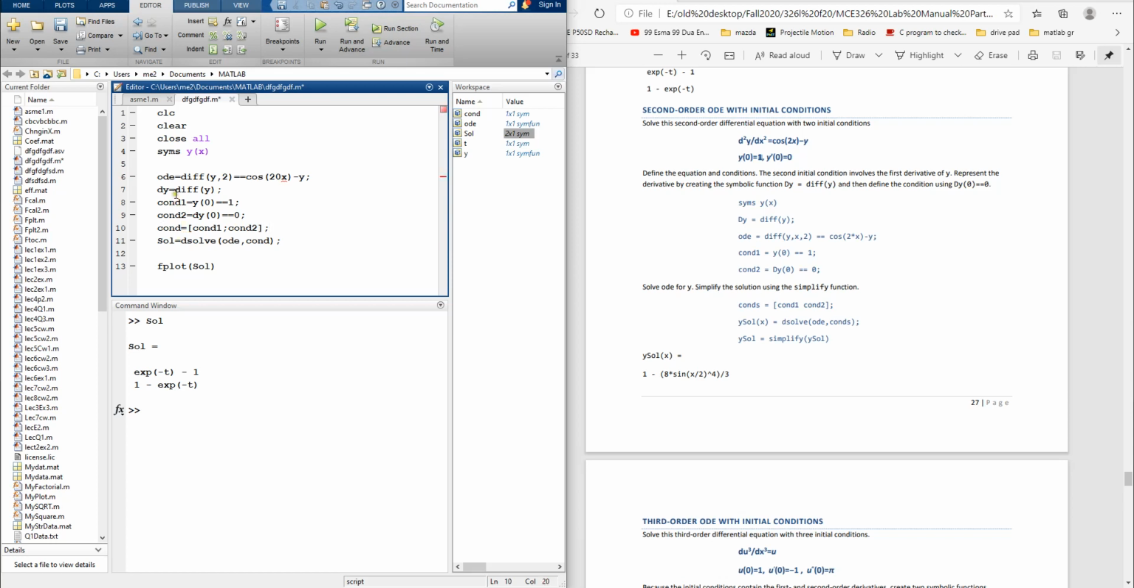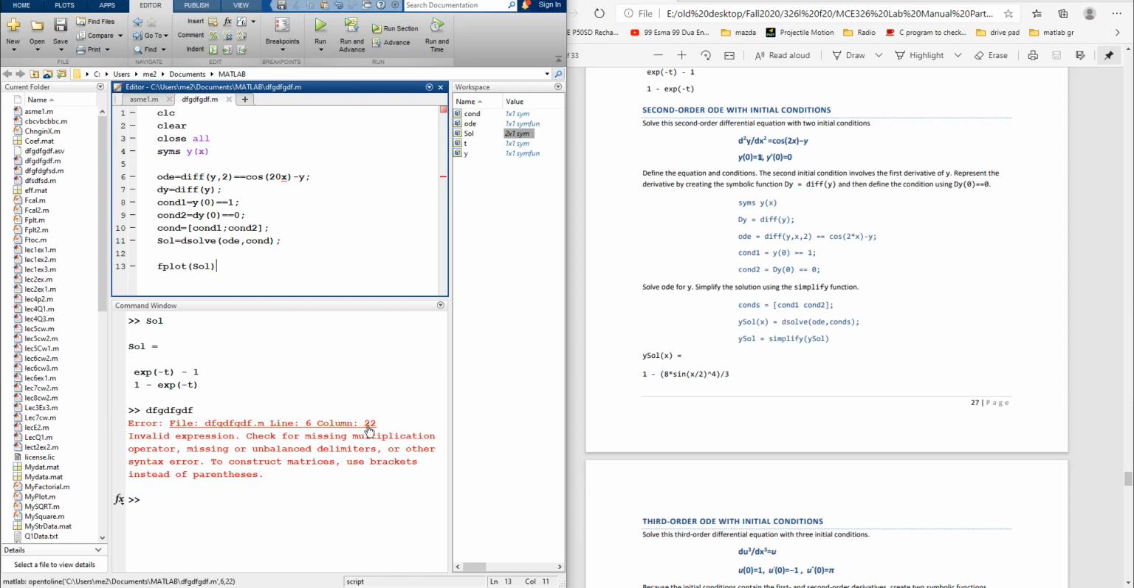Okay? So I have the ODE and I have cond. Solution, same thing. Solution equal dsolve of ODE, comma, cond. Here we have two conditions. The conditions should be arranged in a vector, a column vector like this. Now same thing, solution. Let me show you what I will get. Run the program. We have a problem here in line number 6, column 22. Yes, it should be a star. I think 2 star x cosine 2x.